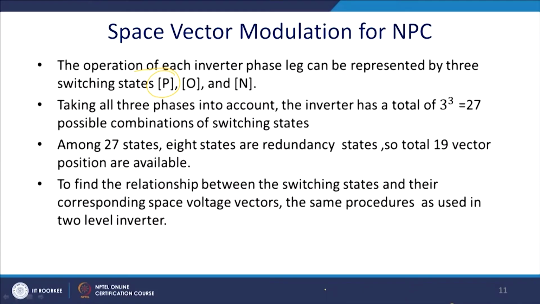And please recall this 3 level inverter with a triple throw single pole switch. When this switch is connected at this position, and this is the midpoint of the capacitor, then what happens? Then it is connected to P. When this switch is connected to this position, we say that it is connected to the 0 or O position, and similarly when it is connected to the lower of the DC voltage, we say that it is connected to N.